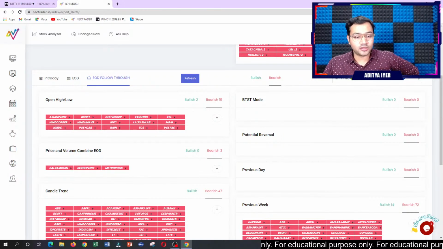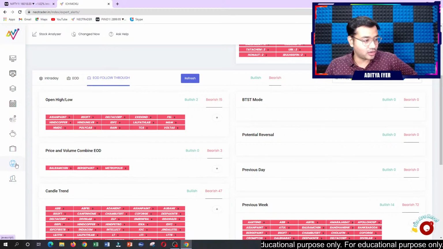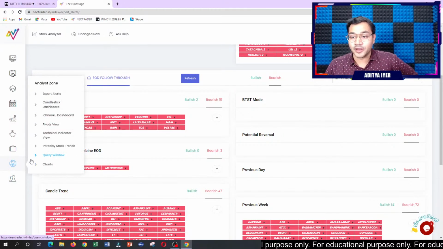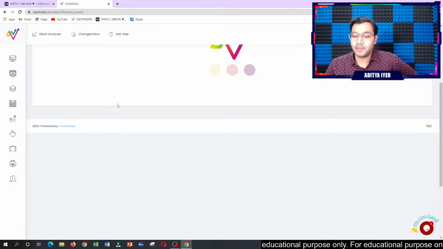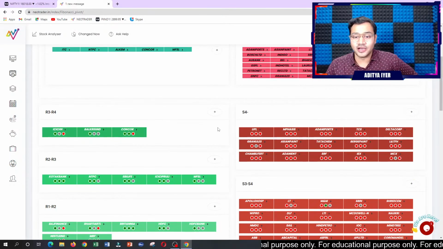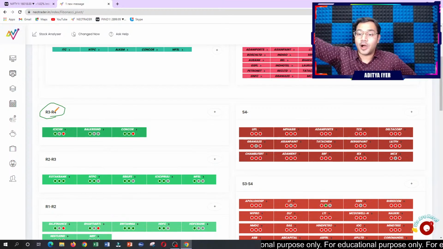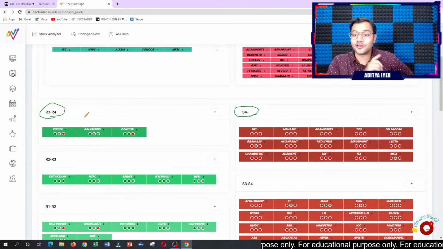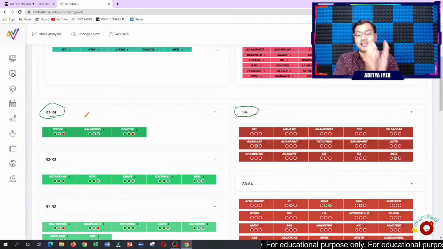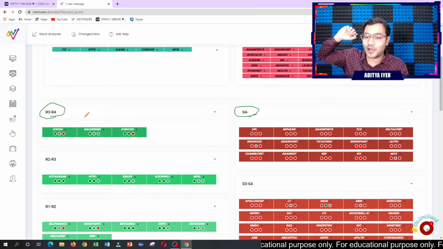And of course, one more thing I would like to do is pivots. I will go to the pivots view page, go to Fibonacci pivots, right? And specifically here, I would like to see two things. Stocks that have broken above R4, right? And stocks that have fallen below S4. I see here that we don't have a single stock that has broken above R4, which is another indication that the trend of the market is downward.